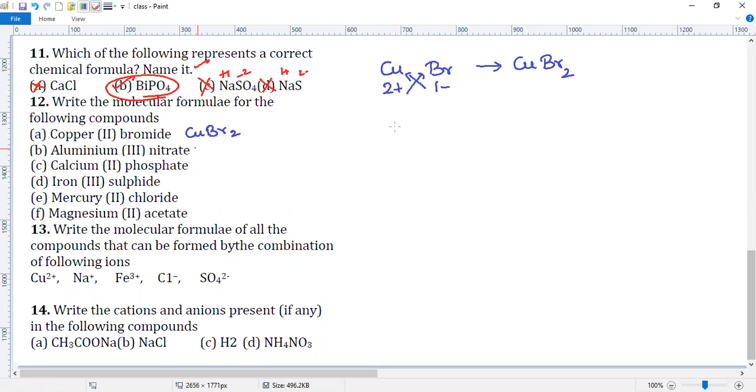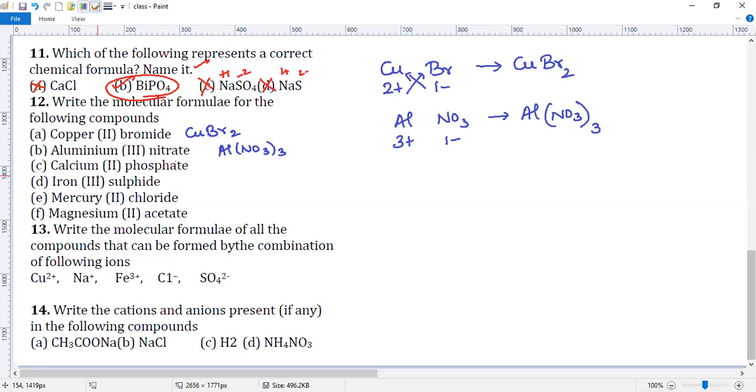Next one, aluminium 3 nitrate. Aluminium 3 is 3 plus and nitrate is what? NO3. What is the valence of NO3? It is 1 minus. So when you cross it, you will get Al, and NO3 you have to keep in brackets, 3. So it is Al(NO3)3. NO3 should be placed inside brackets. So Al(NO3)3 should be the answer.